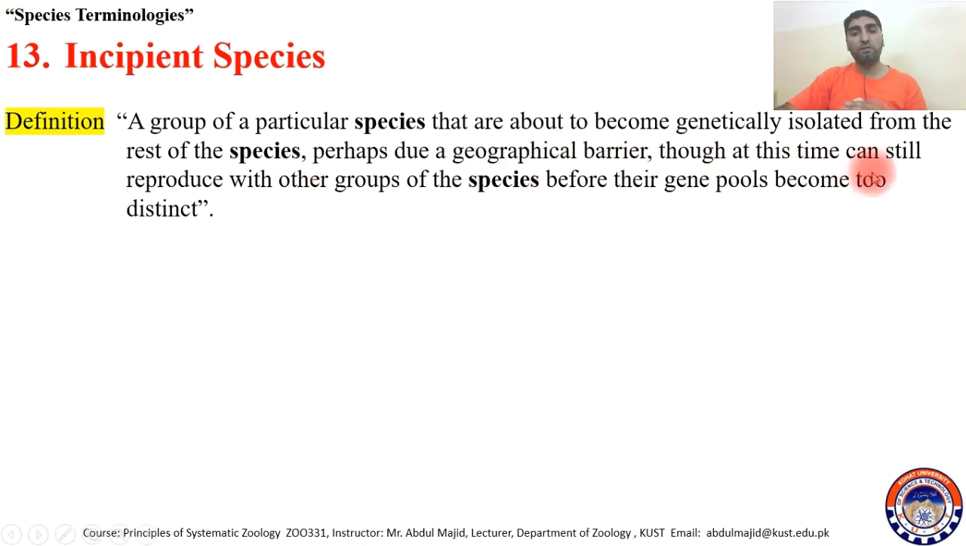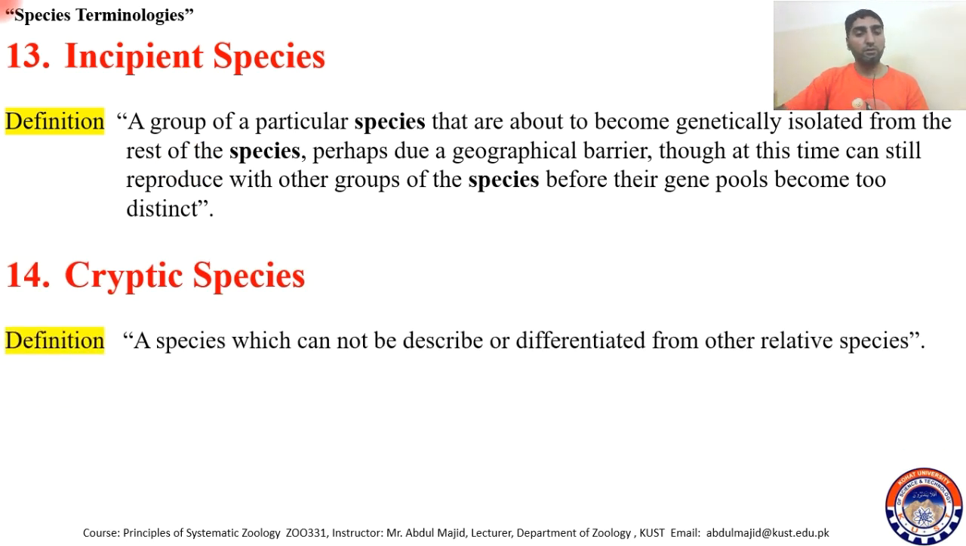Though at this time they can still reproduce with other groups of the species, before their gene pool becomes too distinct, soon they will become genetically isolated because of the geographical isolation. Such species are known as incipient species.